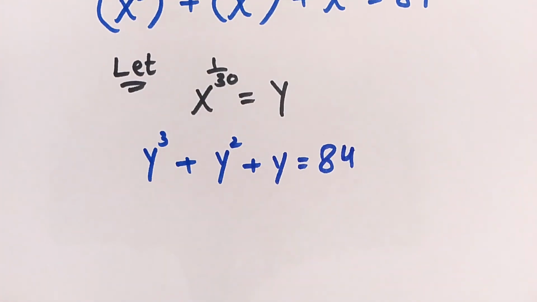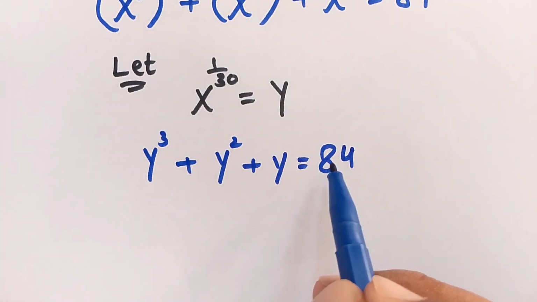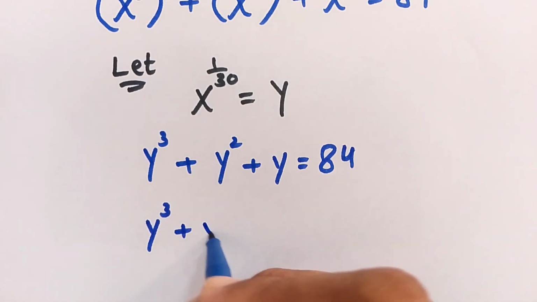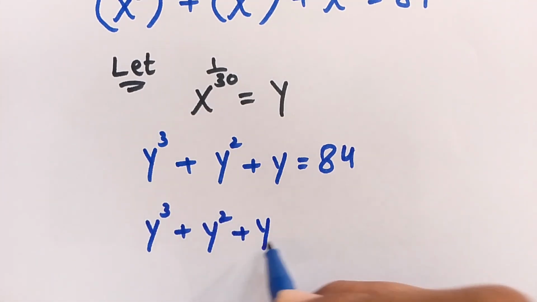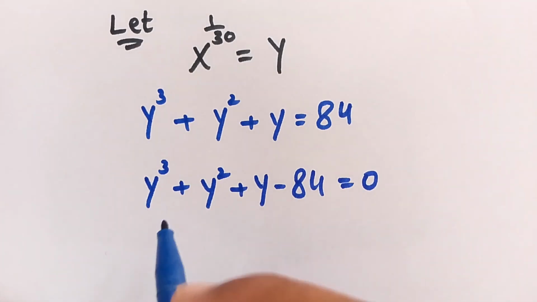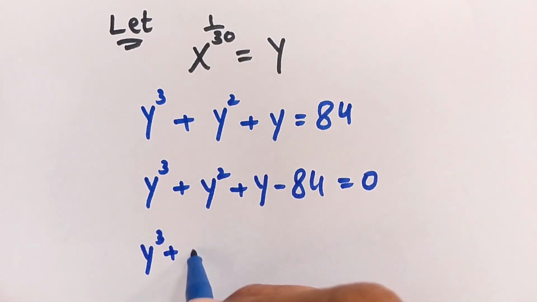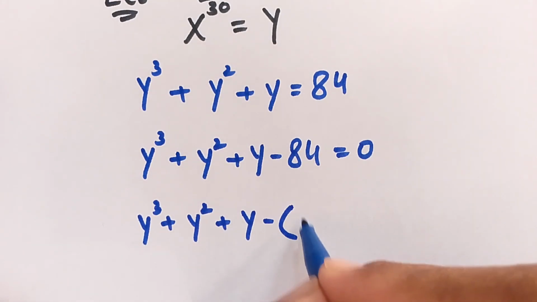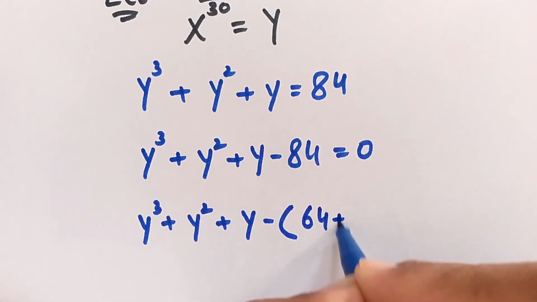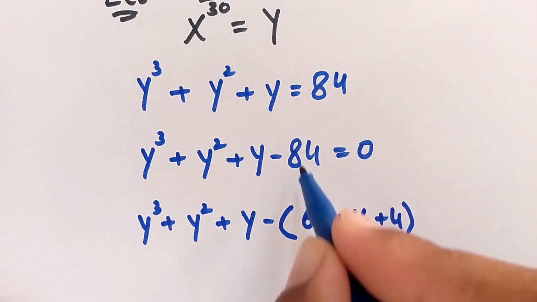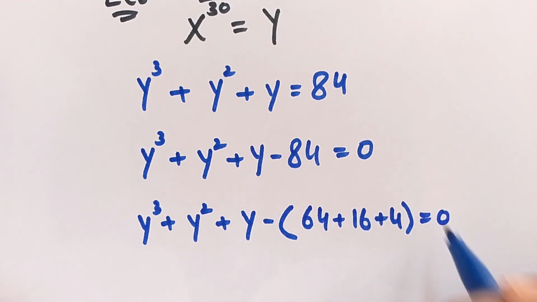Now in the next step, we have to move this 84 to the left side, so this will become y to the power of 3 plus y square plus y minus 84, which is equal to 0. We know that this 84 is also equal to 64 plus 16 plus 4. So y to the power of 3 plus y square plus y minus, 64 plus 16 plus 4 is equal to 84, which is equal to 0.